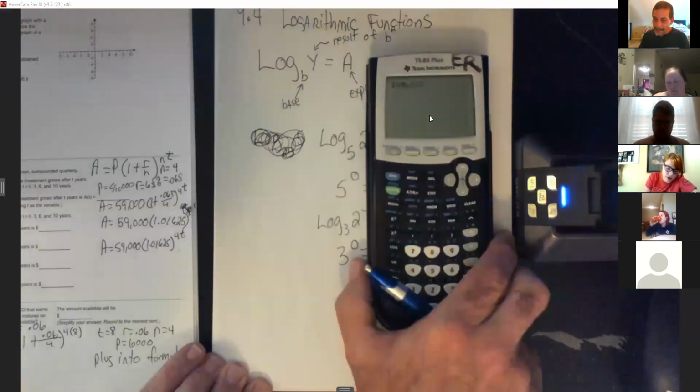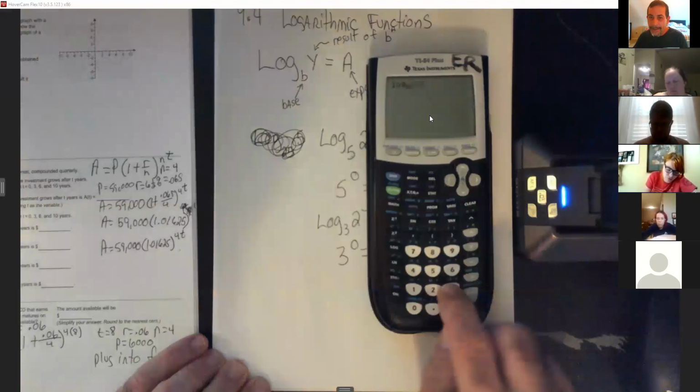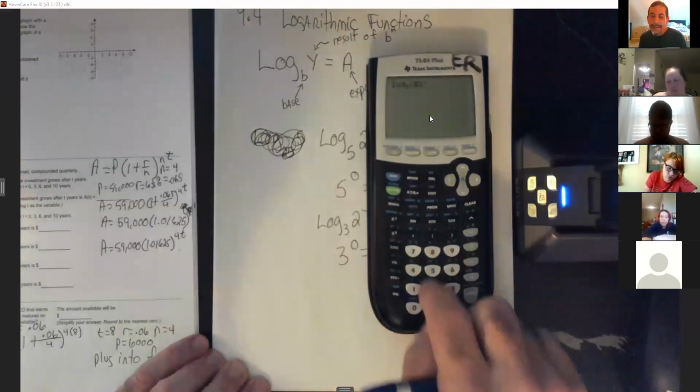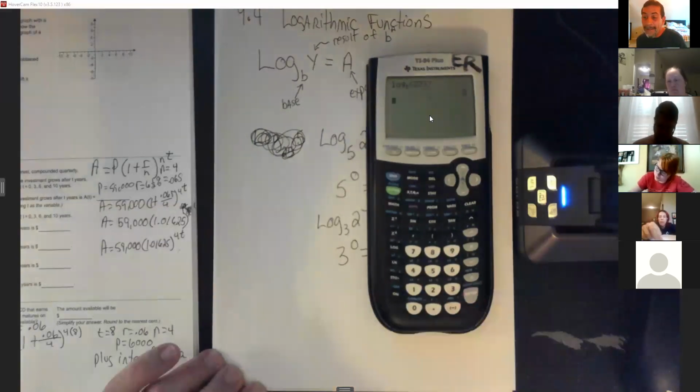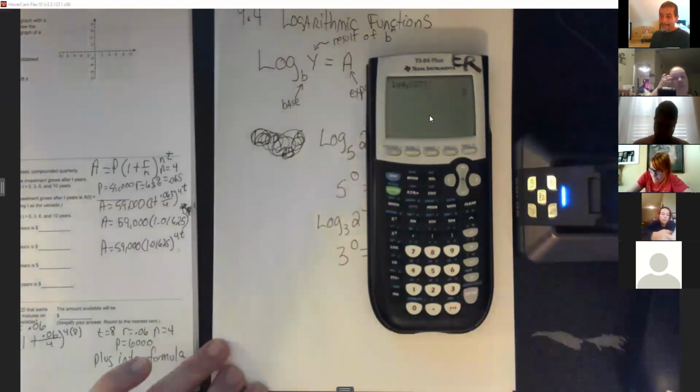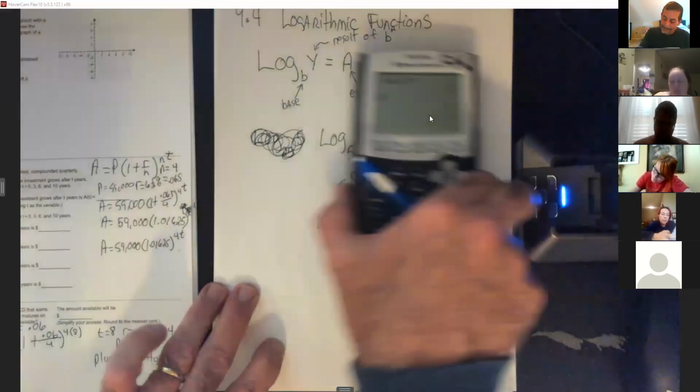You could put your 3 here. You could put your 27 here. So now it looks exactly like my problem. When I hit enter, I get my 3.